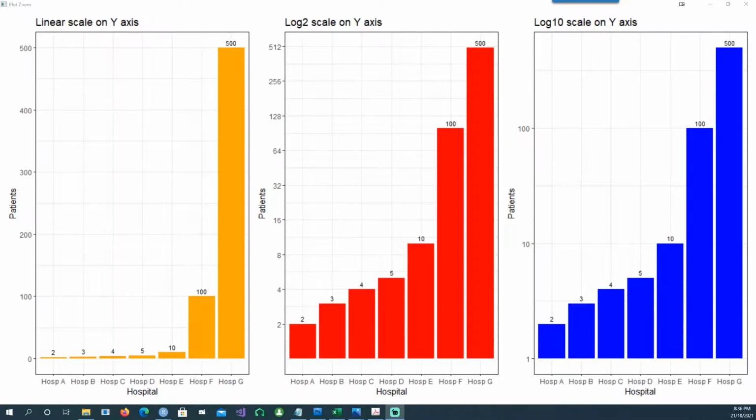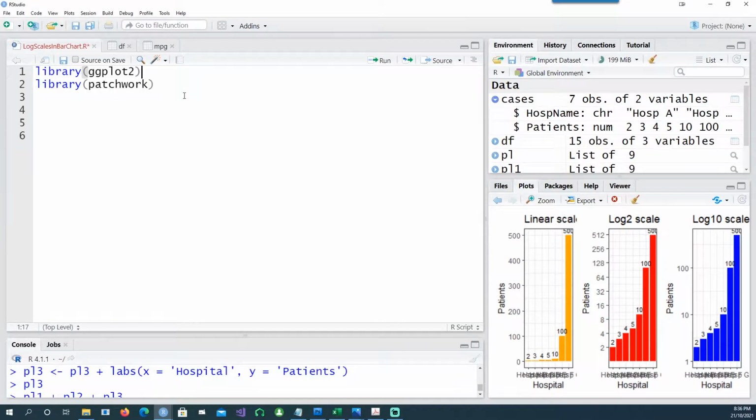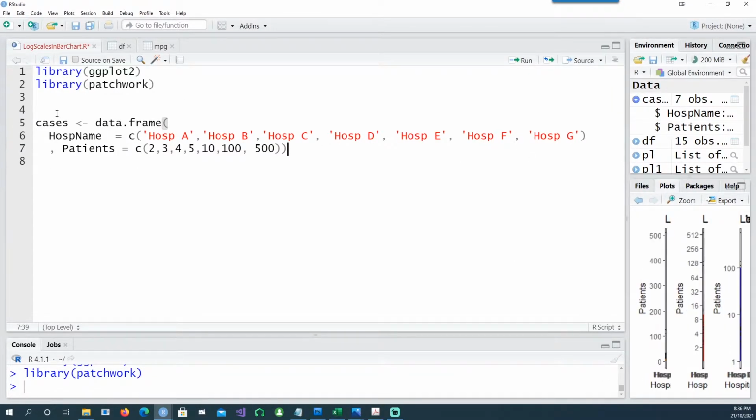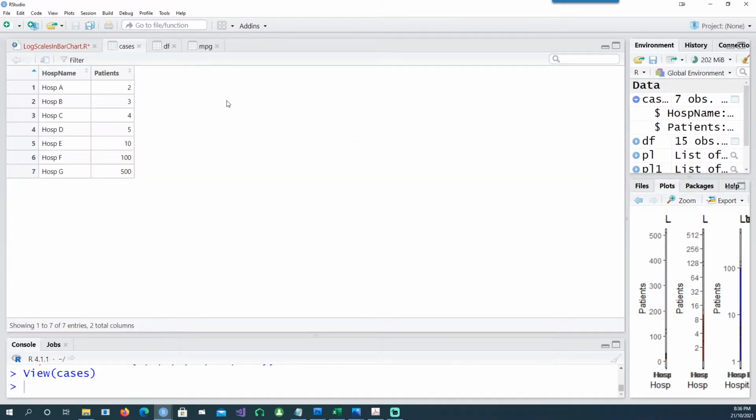Hi, in this video we will see how we can change the y-axis of a chart to a linear or a log scale. We'll be using these two packages. Let's create some data. This data is about fictitious hospitals and the patient count in those hospitals.